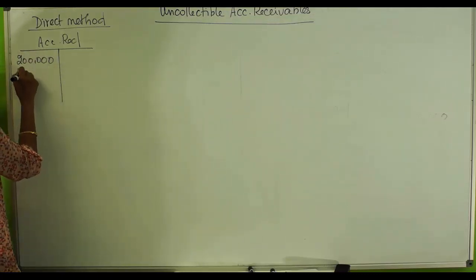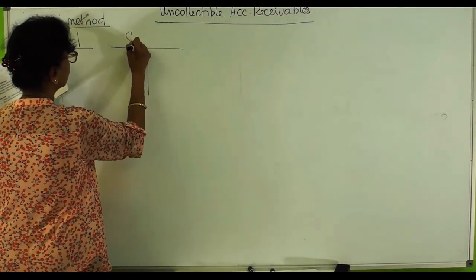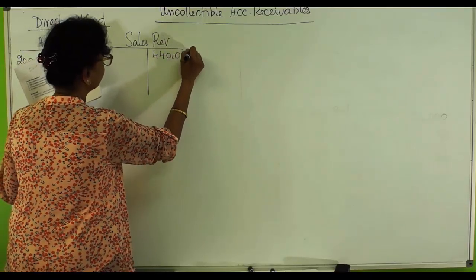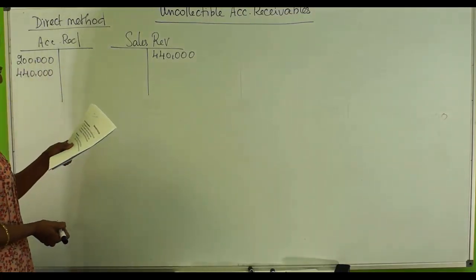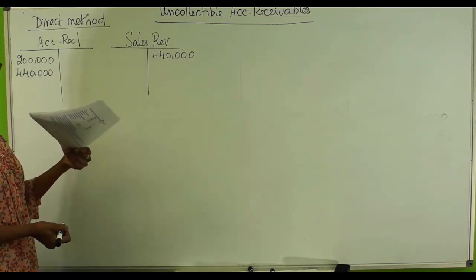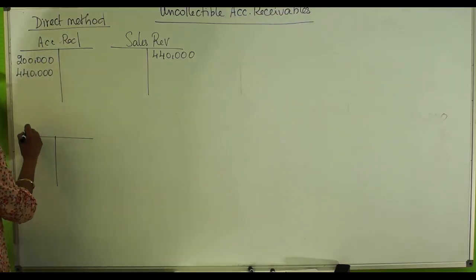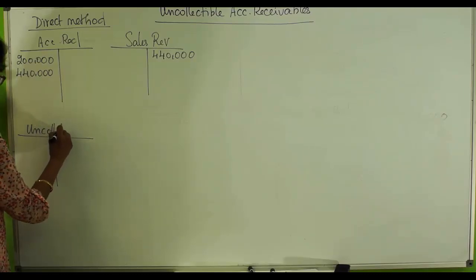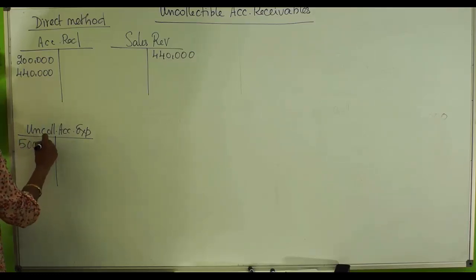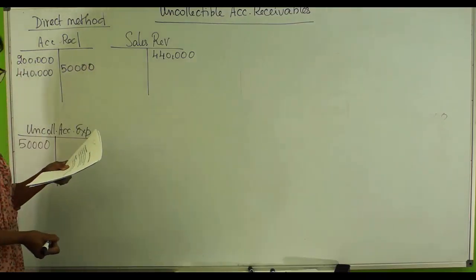So you debit accounts receivable $440,000 and you credit sales revenue for $440,000. Next one, the customer defaulted on $50,000 receivables. So this is actually customers not paying the $50,000. So here you will debit uncollectible accounts expense for $50,000 and you will directly credit your accounts receivable $50,000.